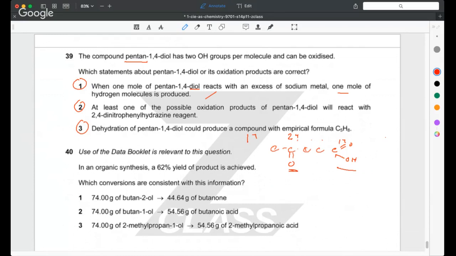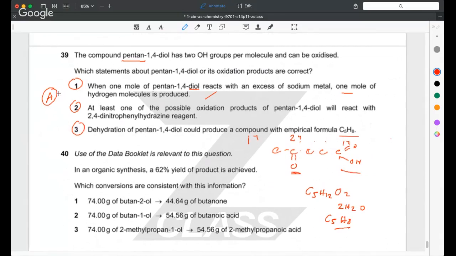And the molecular formula of this is C5H12O2. If you dehydrate that, you're losing water twice. You're losing 2 lots of water, and that gives you C5H8. If you just subtract those 2, you end up with this formula here. So it ends up as a compound with an empirical formula C5H8, which is correct. So 1, 2, and 3 are all correct. Look at that up in the answer key. Gives you answer A. Last question here.